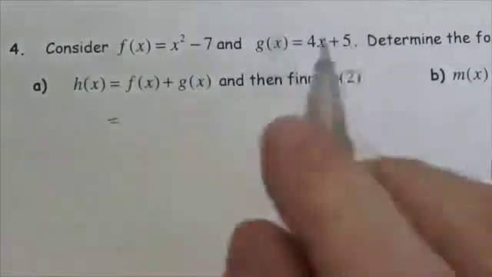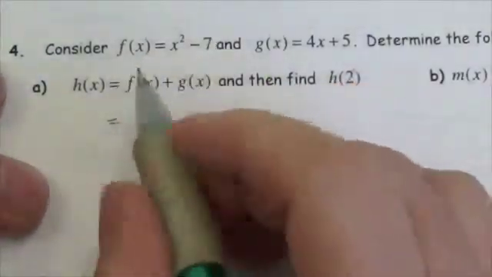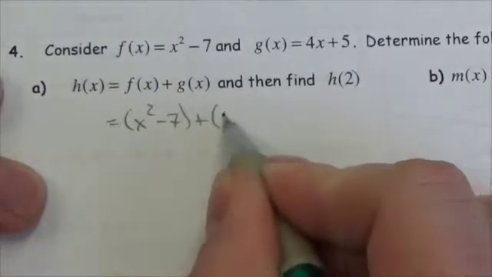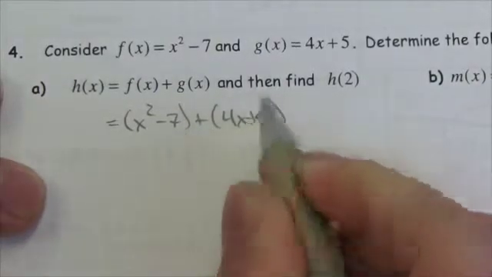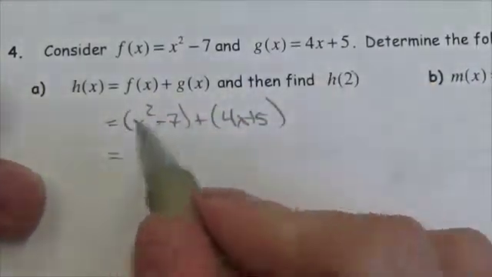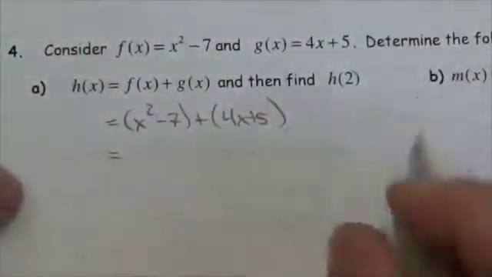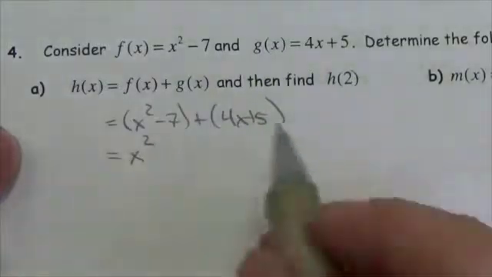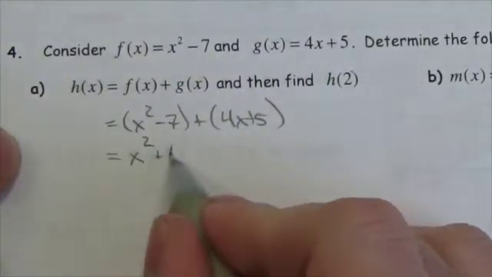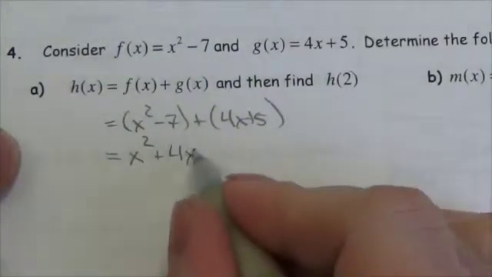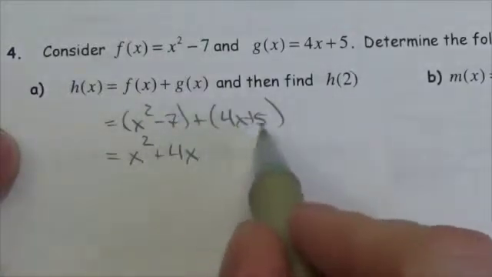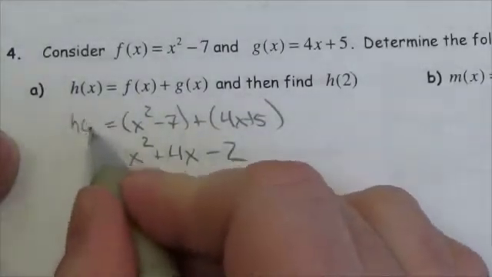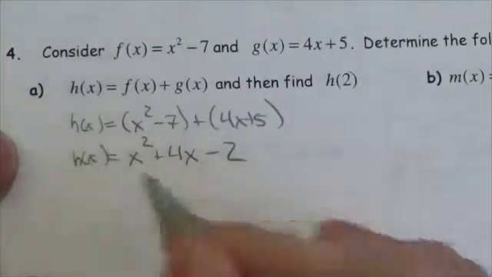First of all, I'm going to do it like this. I'm going to take the two functions here, x squared minus 7, and I'm going to add 4x plus 5. I put parentheses around both of those. Now I'm going to drop the parentheses and group together like terms. So I'm going to get x squared here because there's nothing common with it. There's a 4x here. Well, there's no other term that's common to it. Then I've got a negative 7 and a 5 here, so that's going to be negative 2. So here's my h of x.